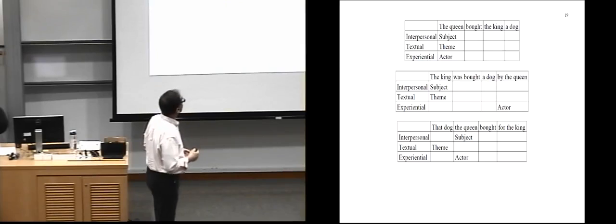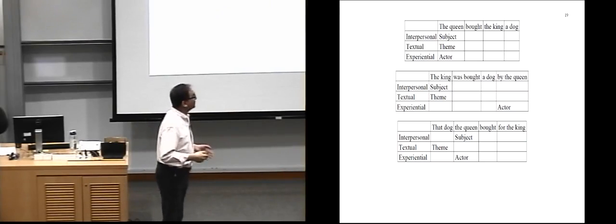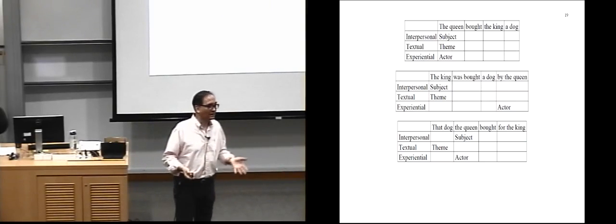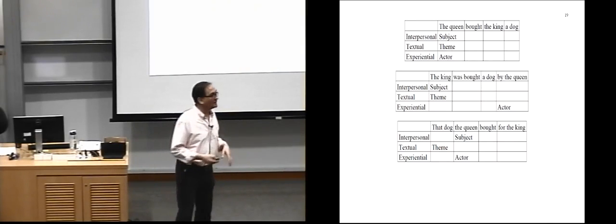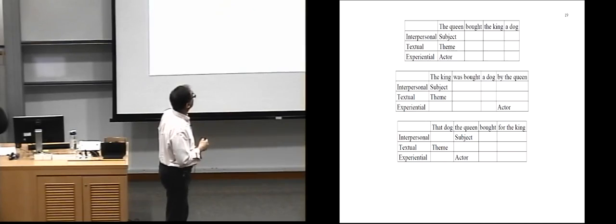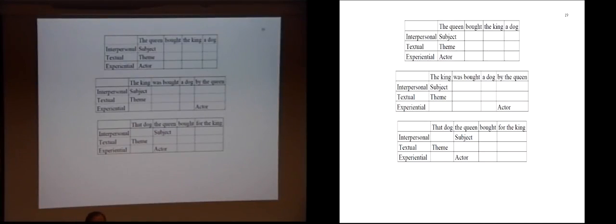So if we look at something like the queen bought the king a dog, let's start with the experiential meaning, where somebody bought somebody something, right? So that's the real world meaning of it. And in this case, the somebody who did it, we call the actor, the one who did the actual buying. So the queen is the one who bought the dog, the king is the one it was given to, and the dog is the thing that was given. So we're going to have labels for all of these things within that experiential sense.